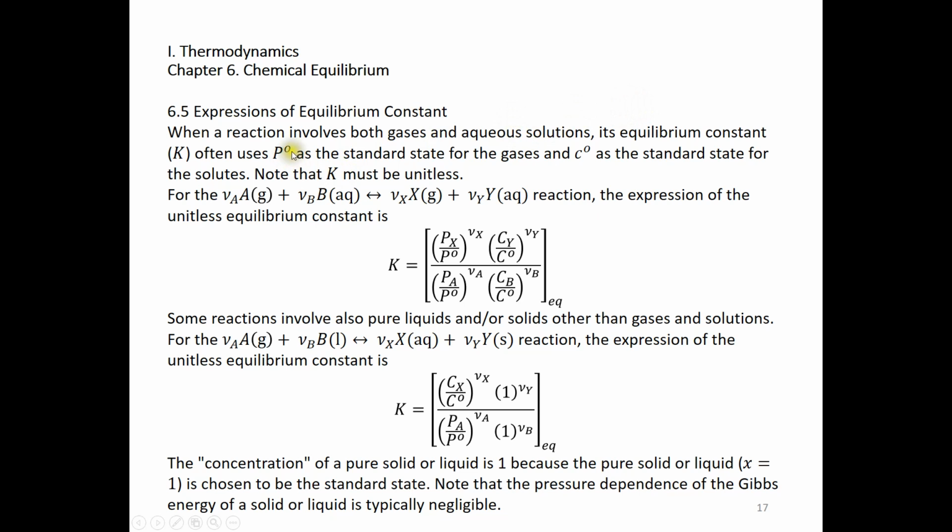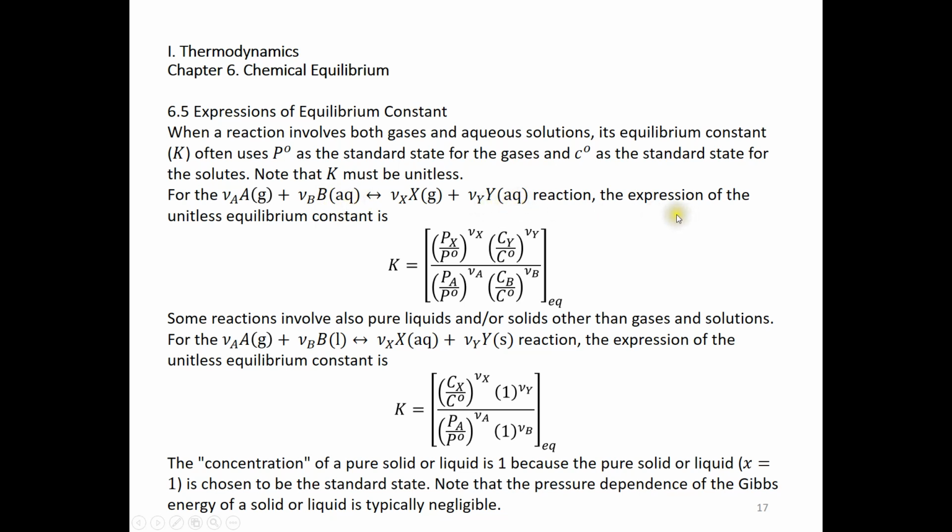Alright, so again, we use P naught, which is 1 bar, as the standard state for the gases, and C naught, which is 1 molar, as the standard state for the solutes in the aqueous solution. Again, this equilibrium constant must be unitless, and notice this, we do not have any subscript here. We talked about K sub P, K sub X, and K sub C, but right here it's just K. Again, for this reaction, but with some changes. Now this B is a solute in aqueous solution. This Y is also in aqueous solution.